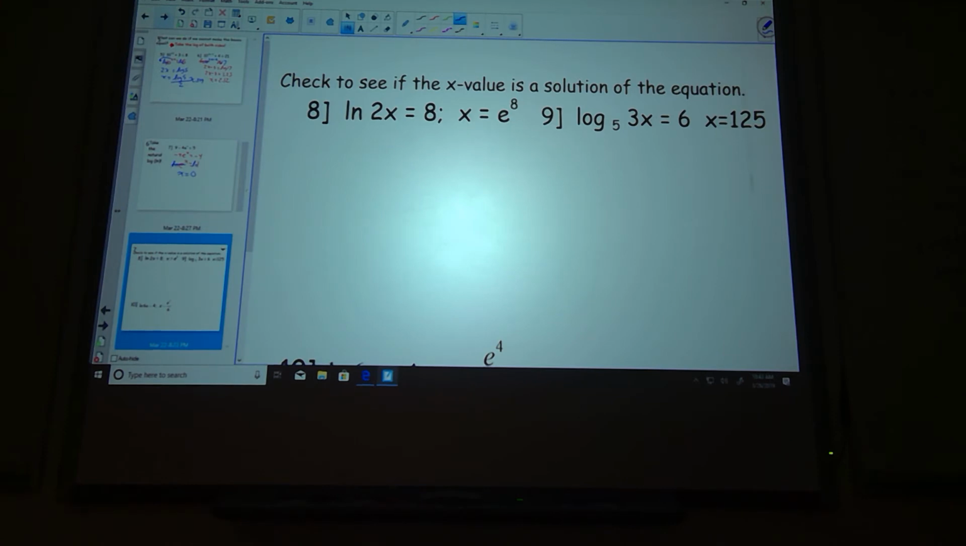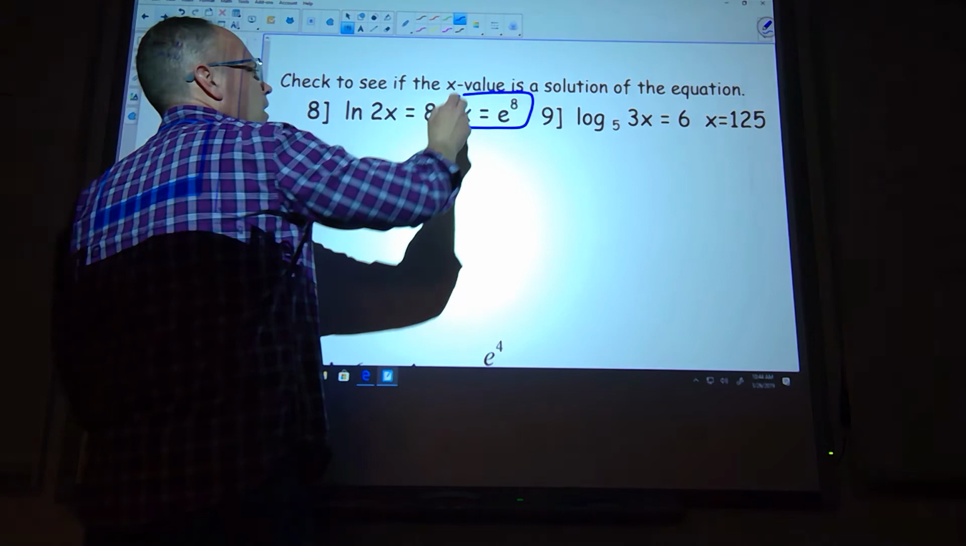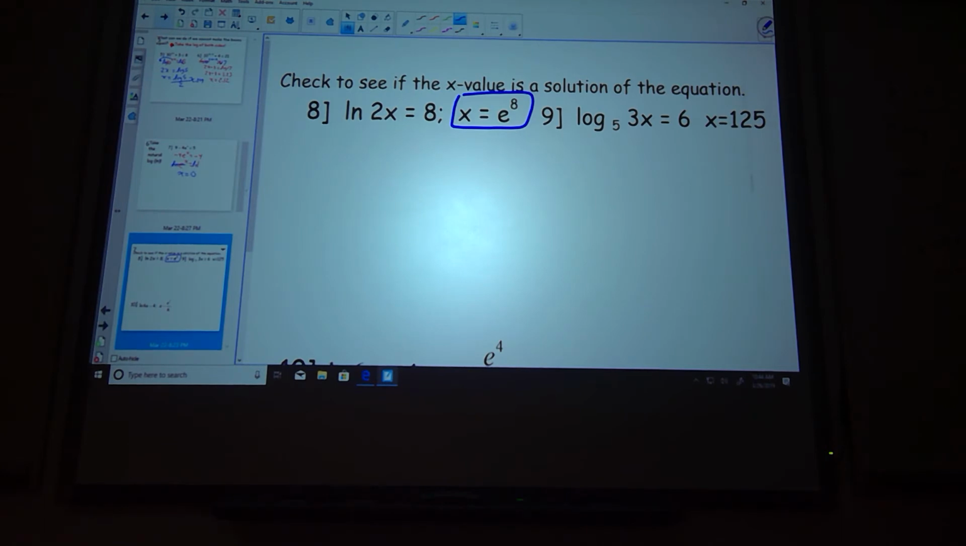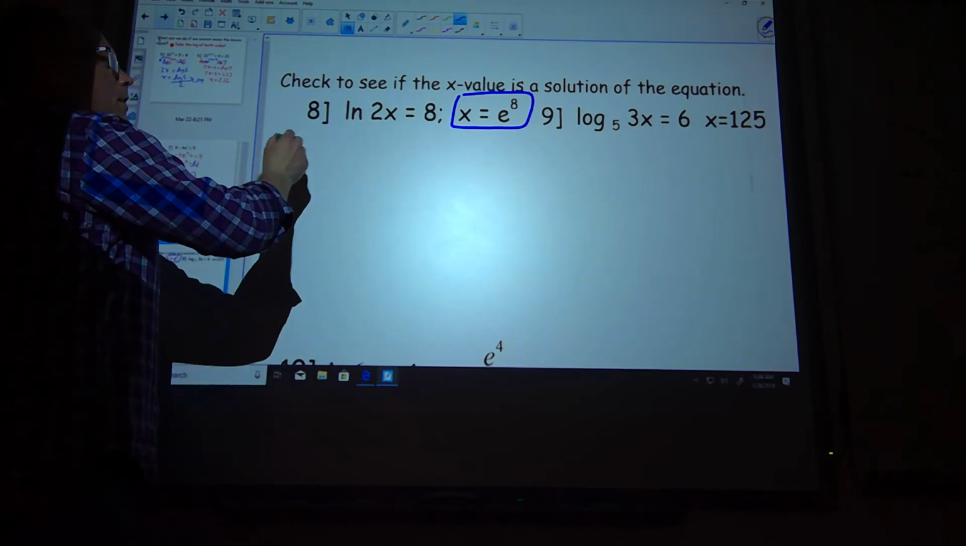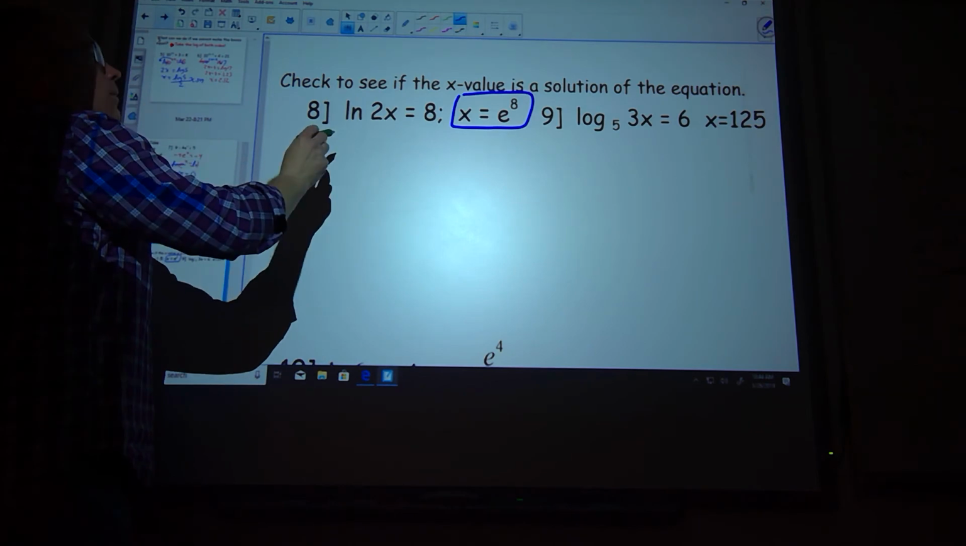All right, we want to check to see if the given x value is indeed a solution. For the third time. So we want to know, is this the solution to this? Plug it in. And there's a couple things. Yeah, I could try and plug it in to see if that works. Or I could maybe try and expand this. What if I did this?